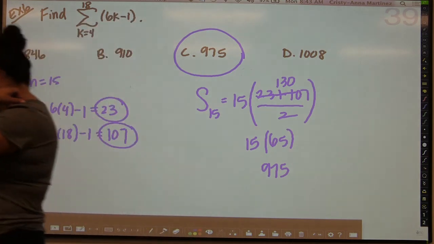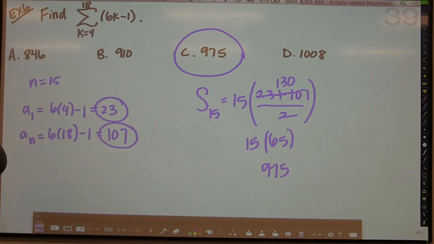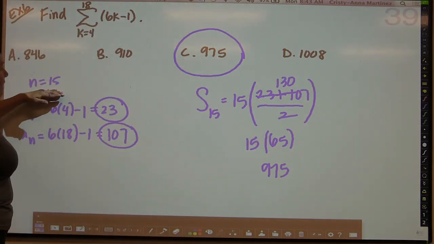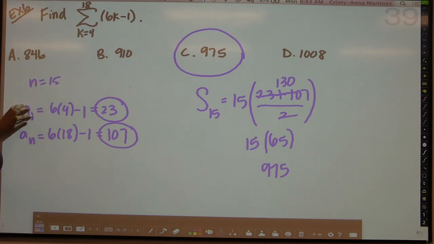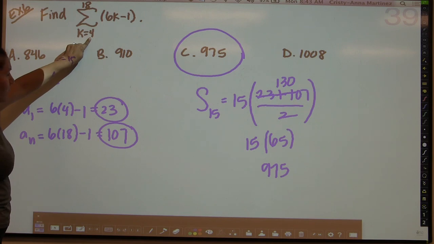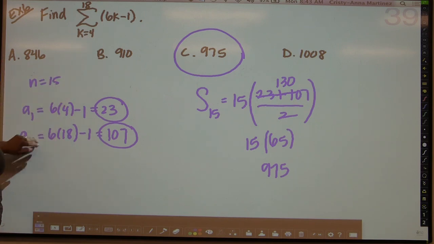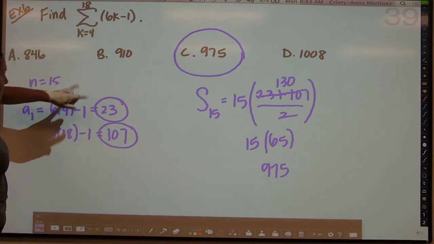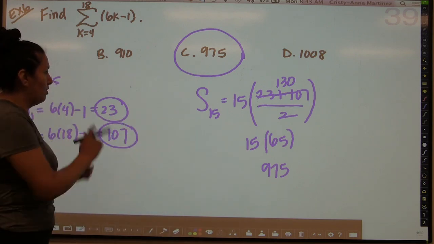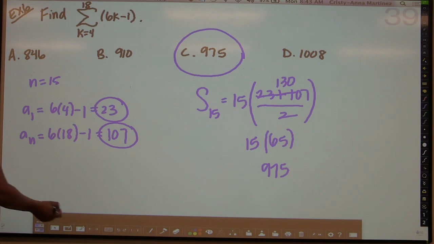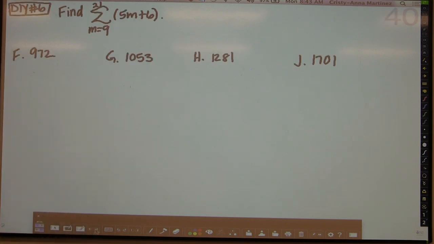All right? So first thing we did is identify n, by subtracting 18 minus 3, which was 15. We want to find the value of the first term, which is going to start here with the bottom number. You want to find the last term, which is the top number. So plug those two numbers into your formula. And then you want to plug them into the series formula and get your value and determine which one of the choices is correct. So now you're going to have one that's similar.